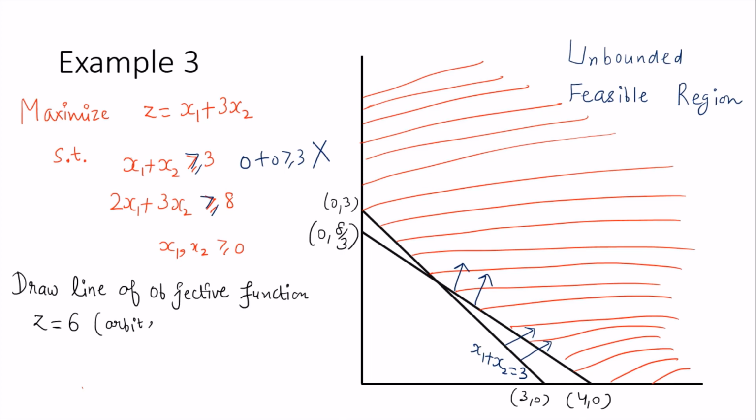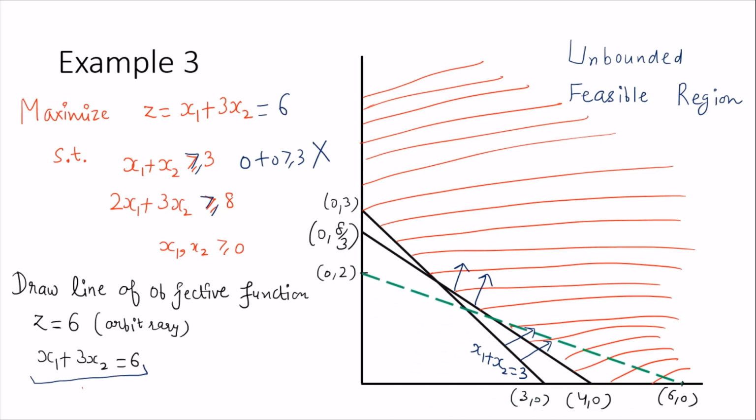So you draw the line of the objective function. What do we mean by the line of the objective function? You give an arbitrary value to z. Here I have given z equals 6. You can give it any arbitrary value, and then you draw the line x1 plus 3x2 equals 6. When you draw this, you get this as a line in your feasible region. I have shown it in a different color and dotted because I have to distinguish it from the lines of the constraints. The line of the objective function should be distinguishable from the lines of the constraints. So this is z equals 6.